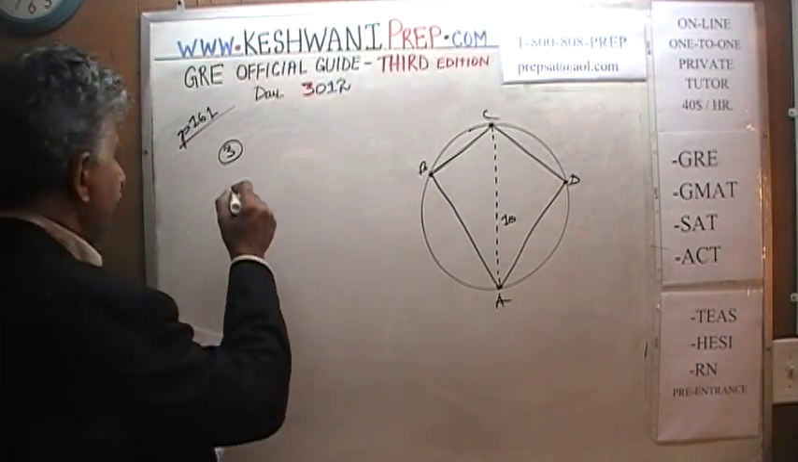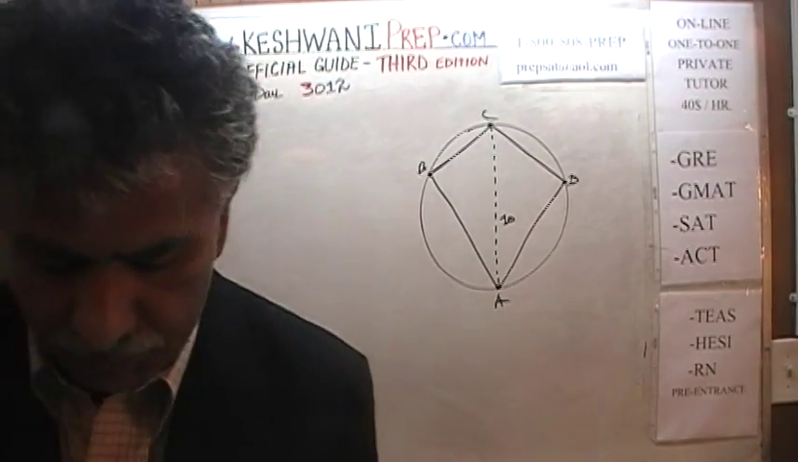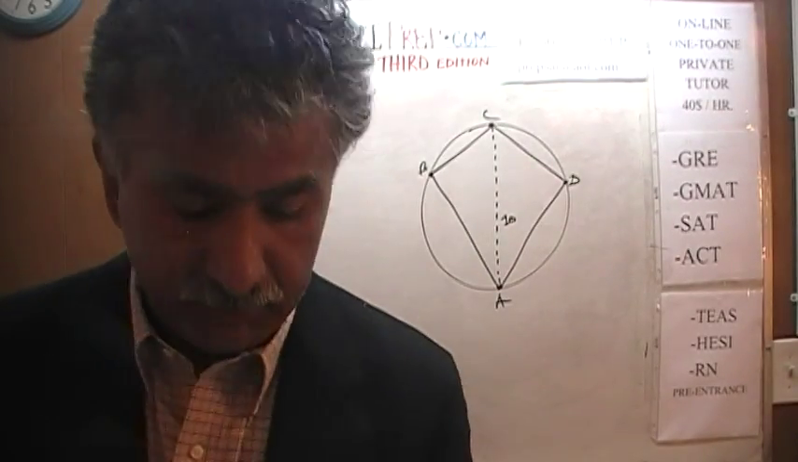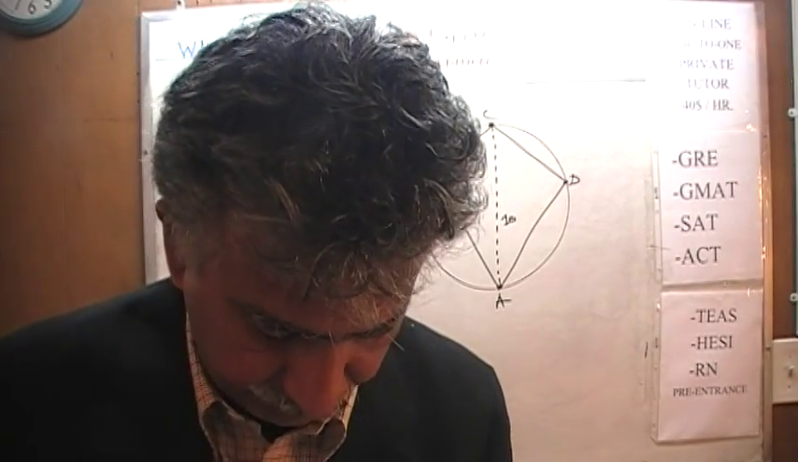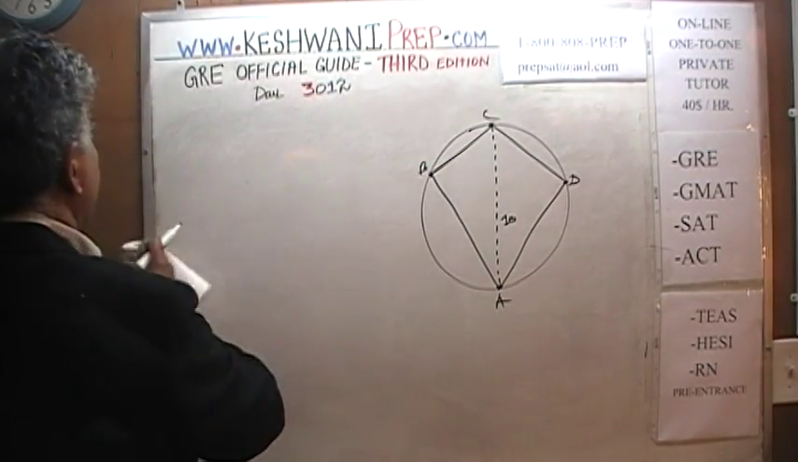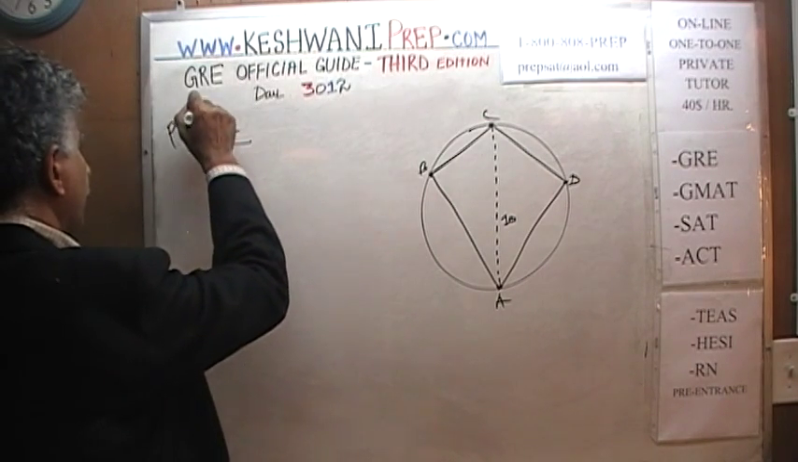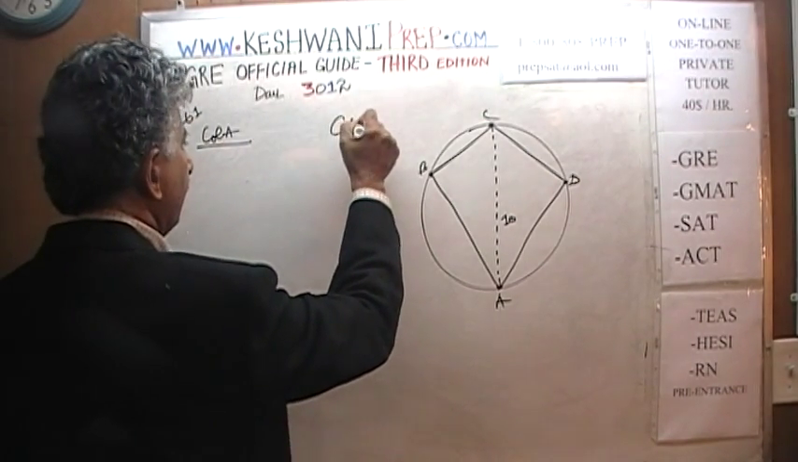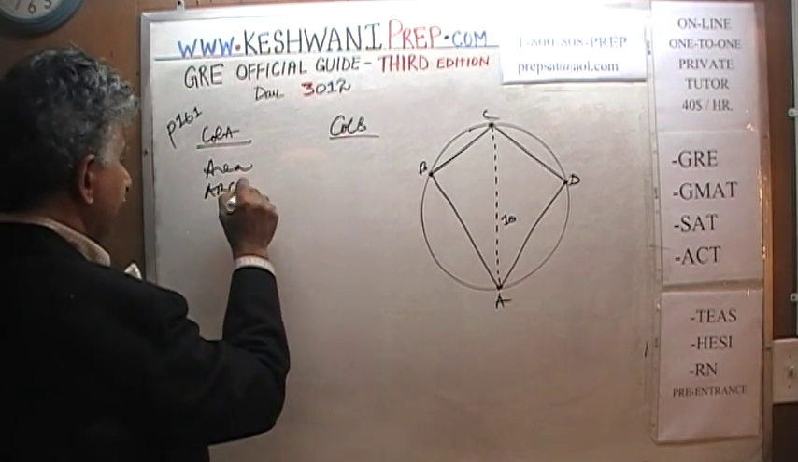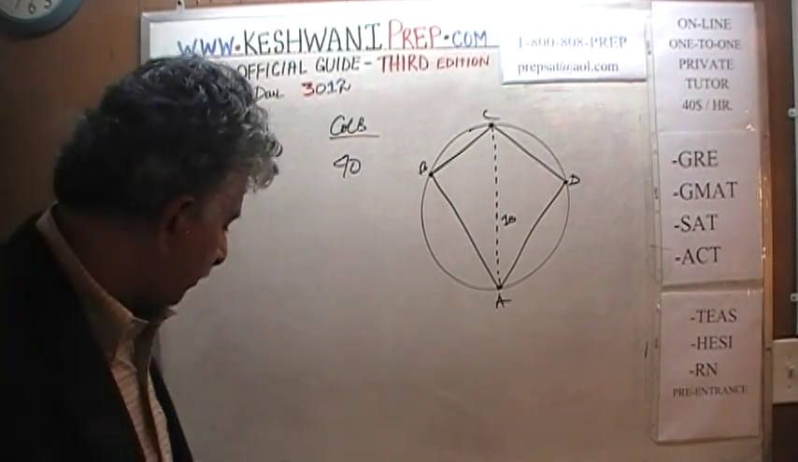The question is, which quantity is bigger? Column A, which shows the area of the quadrilateral ABCD, or column B, which shows 40. Let's see what we can do here.